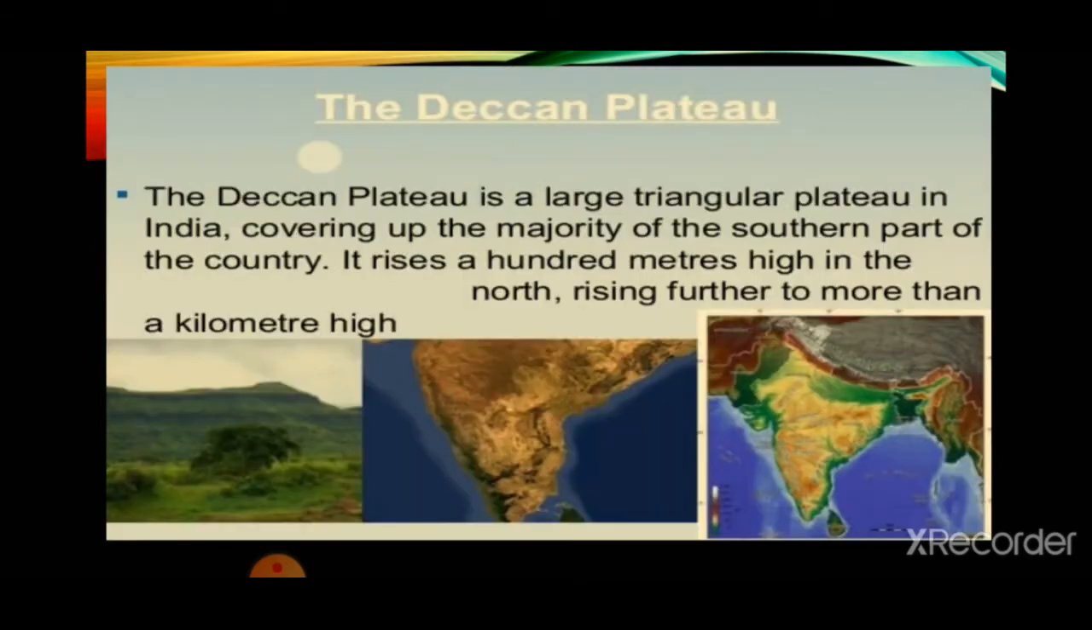Let's see the Deccan Plateau here. The plateau is a large triangular plateau in India. You can see it in the light brown color in the second picture. It's triangular in shape, covering the majority of the southern part of the country. It rises 100 meters high in the north, rising further to more than a kilometer high. Almost from the middle of India it starts and continues to the south of India. So it is triangular in shape, and this is our Deccan Plateau.